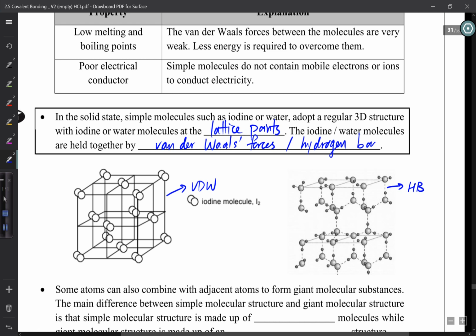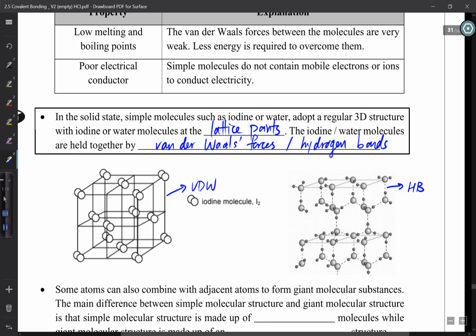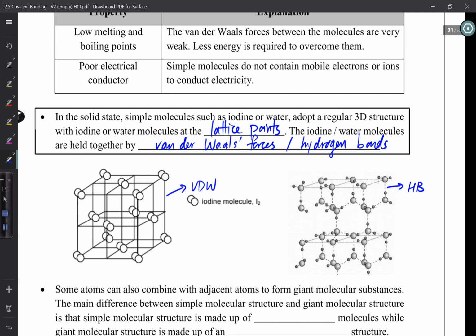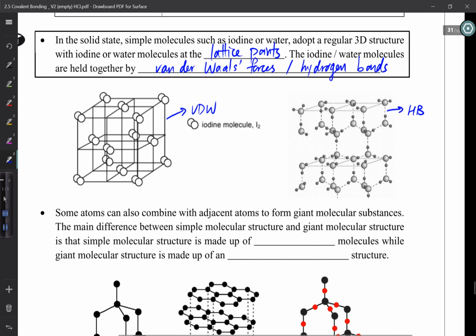So this is what it's like in the solid form. What about in the liquid form, in the gaseous form? These van der Waals forces between iodine still exist, right? These hydrogen bonds between water still exist, just that it is not regularly arranged and they are weaker because the molecules are further apart. We have seen from kinetic particle theory.